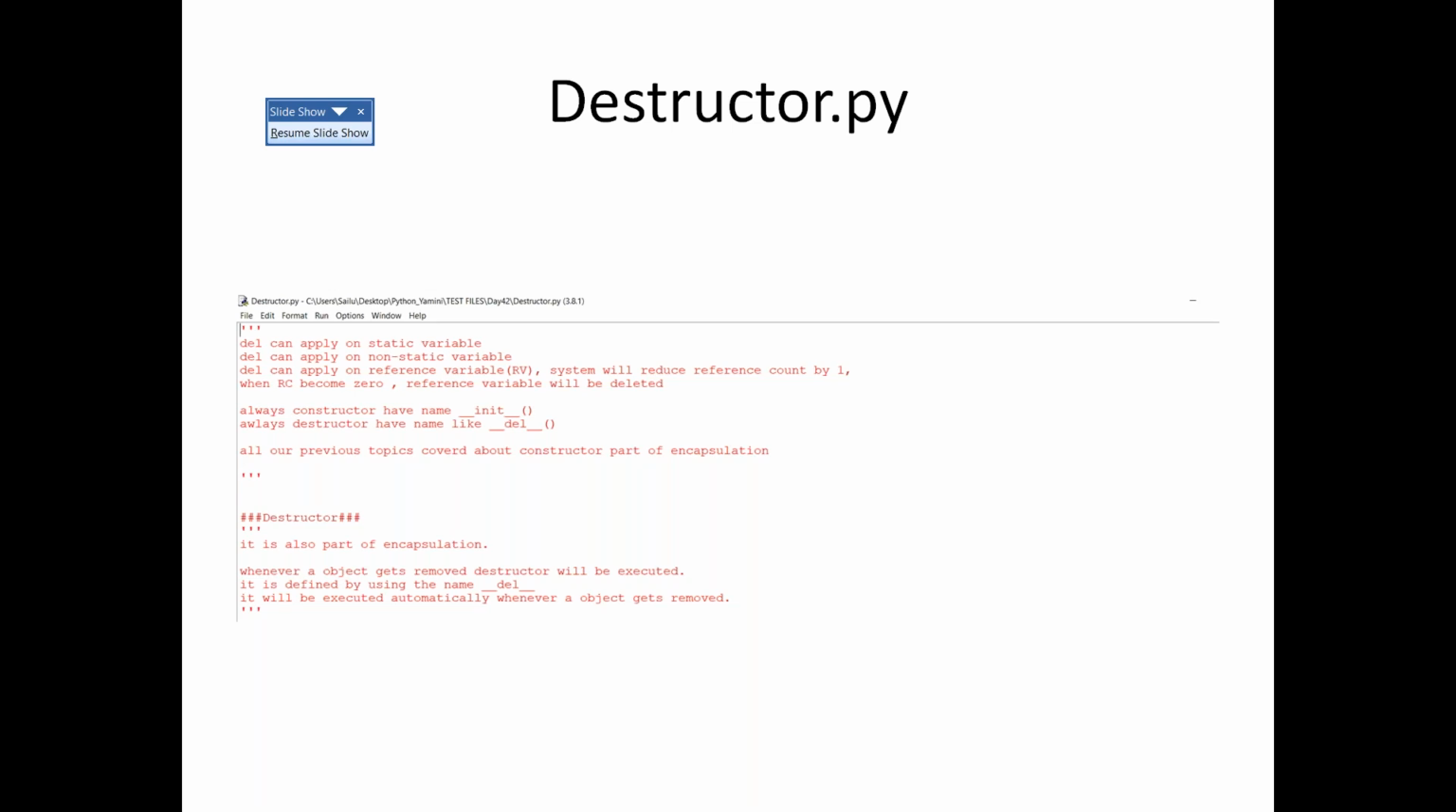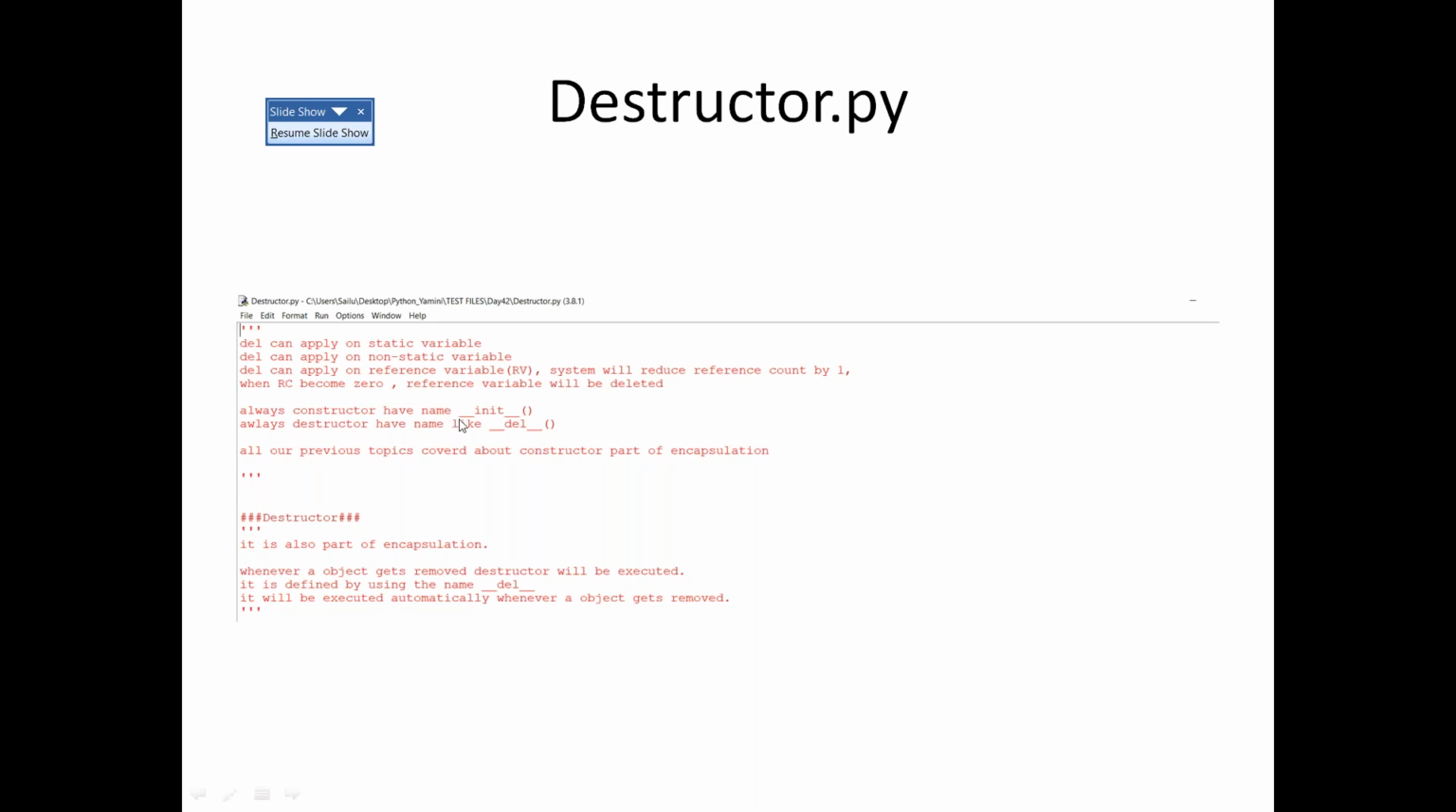And it is not going to move the data from your actual RAM to garbage. It is just reducing the reference count. Whenever the reference count becomes 0, then only the data will be wiped off from the RAM and go to the garbage collector. So when RC becomes 0, the reference variable will be deleted. Delete is not doing anything else here. It is just reducing the count from n to n minus 1, by 1 number.